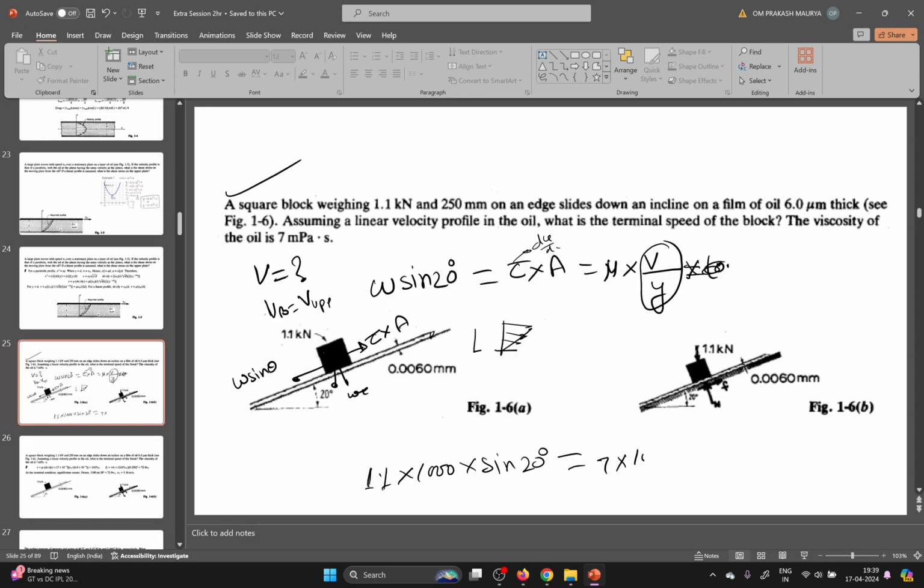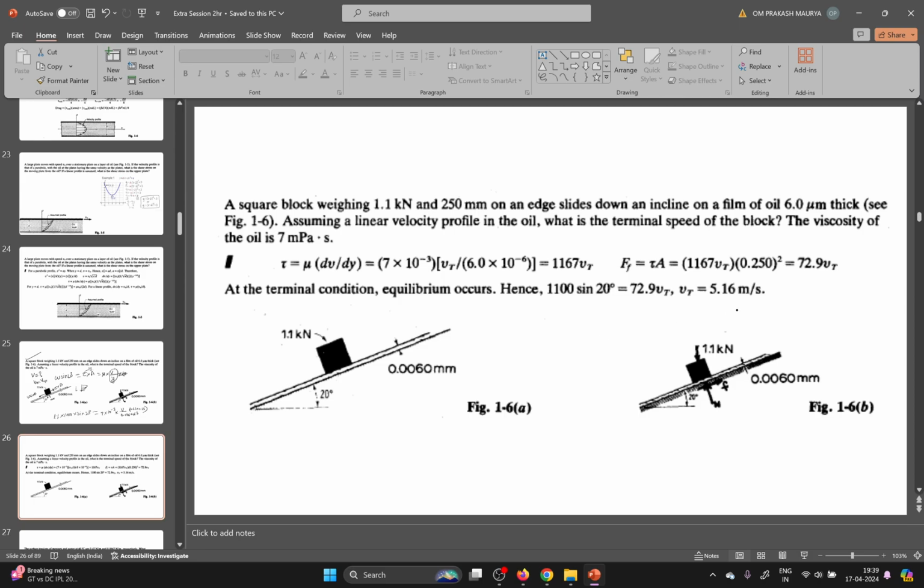So you need to multiply with 10 to the power minus 3, and now your velocity you need to calculate, and y is given as 0.006 mm, in meter. This is your 10 to the power minus 3 in meter, and our area is what? 0.25 into 0.25. So when you calculate these things, you will get your velocity is equal to 5.16 meter per second. So remember these things, very important.